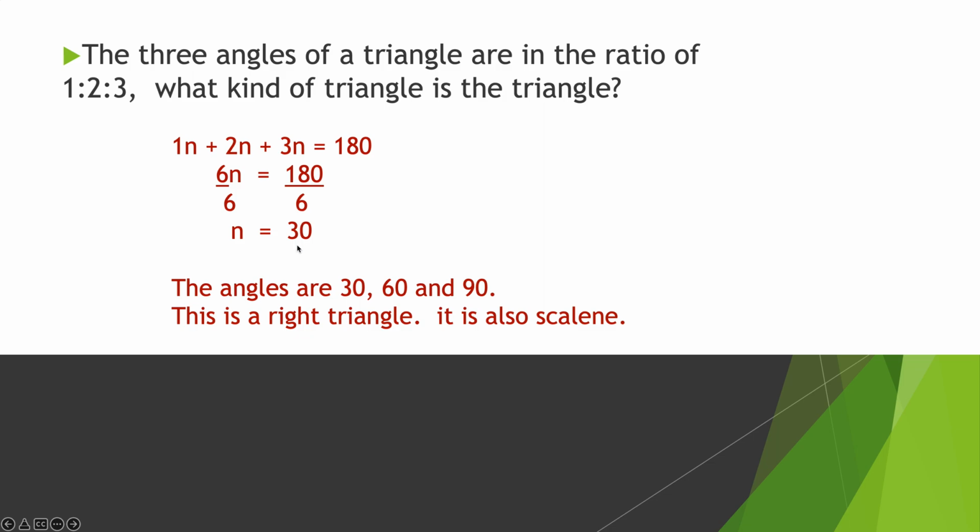But interestingly, what am I asking for? They're asking for what kind of triangle this is. So the first angle is going to be 1 times 30 or 30. The second angle is going to be 2 times 30 or 60. And the third angle is 3, because remember 3n means 3 times n. So, since n is 30, 3 times 30 is 90. So that would mean it's a right triangle because it has a right angle.